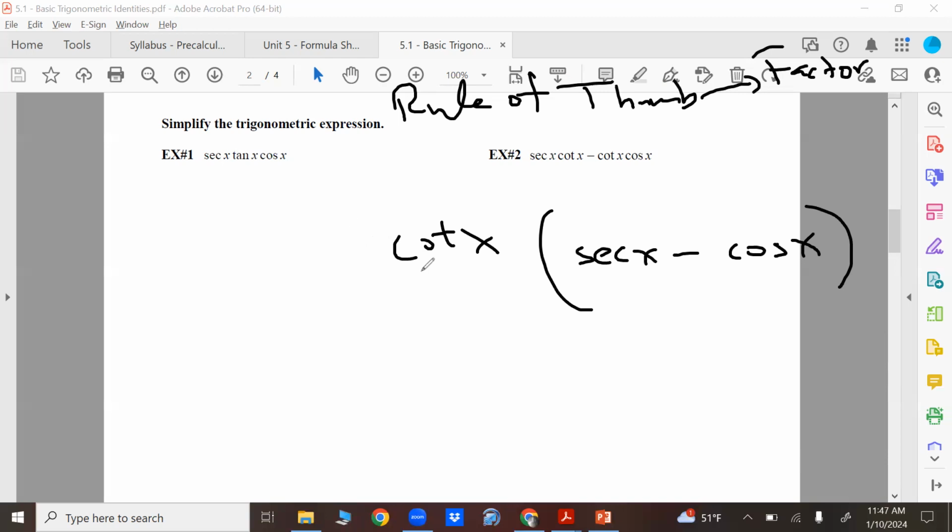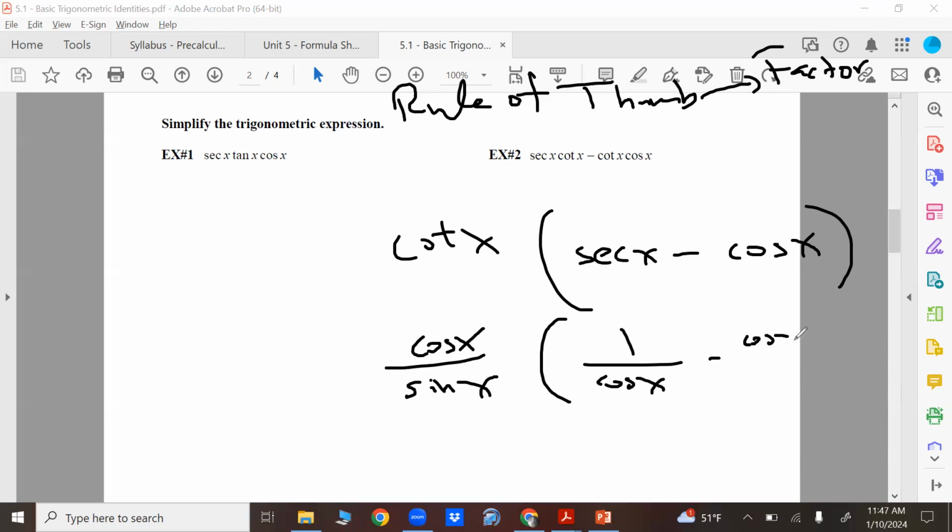Now, according to our formula sheet, what can we substitute for cotangent in terms of sine and cosine? Well, we could do 1 over tangent, but I'll probably do cosine over sine. Because if you convert everything to the same thing, it's going to make canceling much easier. Sometimes it might be better to say 1 over tangent, but in this case, let's just make it cosine over sine. And secant is 1 over cosine, we know this, right? And I'm going to make this cosine x over 1, by the way. You'll see why in just a sec.